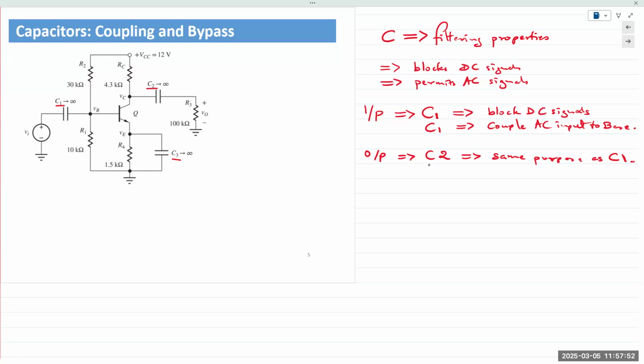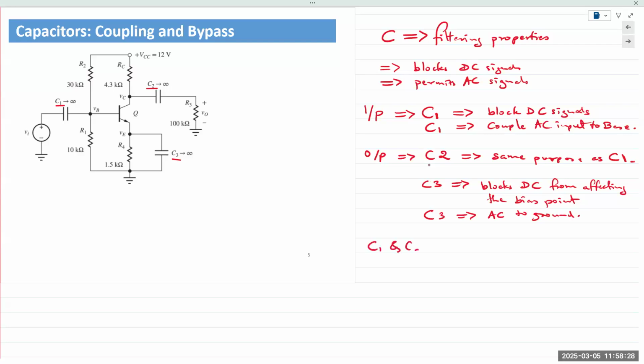All right, and then C3, again, blocks DC from affecting the bias point. And then C3 also bypasses any AC signal to ground. So C1 and C2 are labeled as coupling capacitors, and C3 is known as a bypass capacitor. Okay.